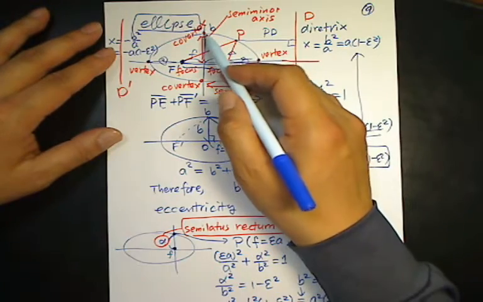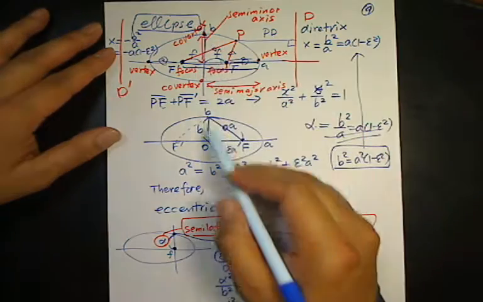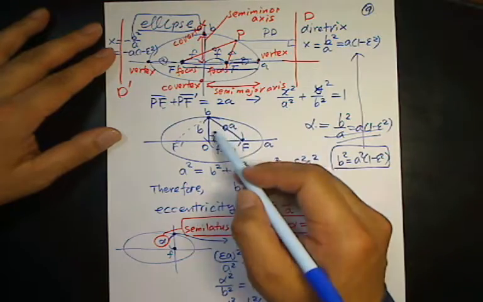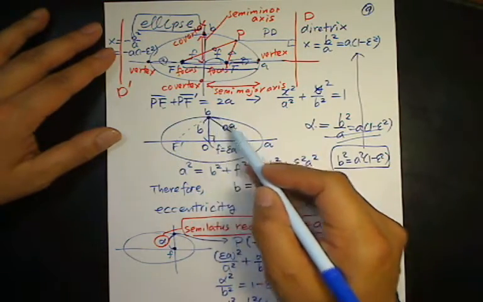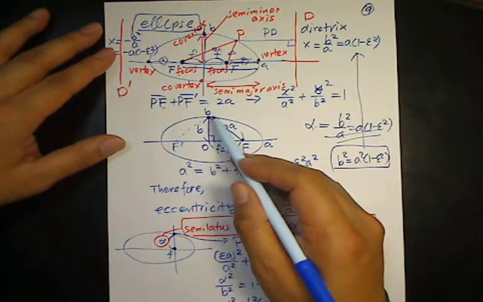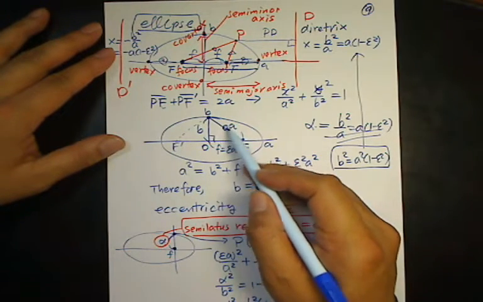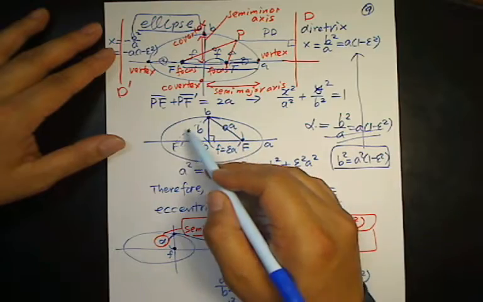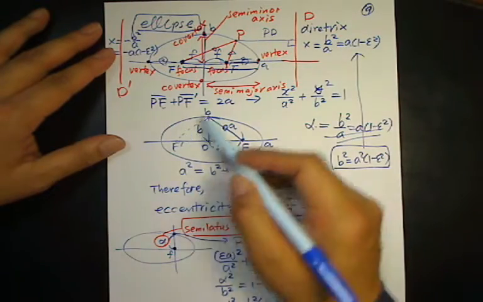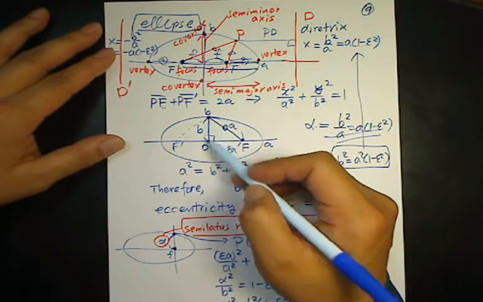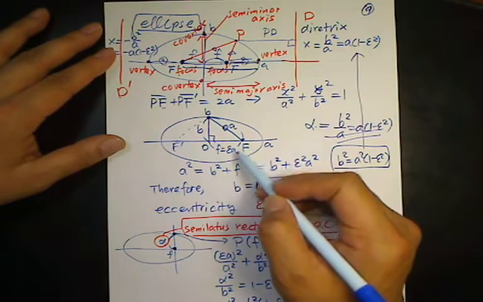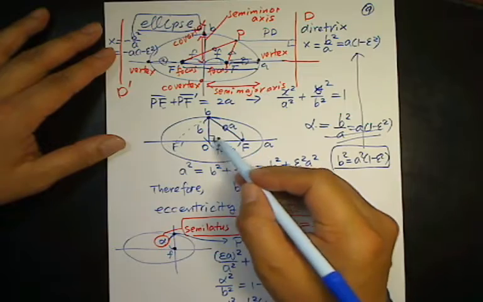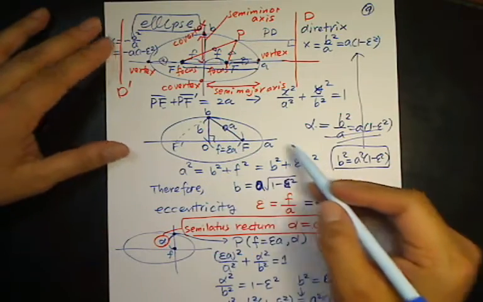When this point is on the y-axis, it becomes symmetric, and the length of this string should be 2a, so this side, the hypotenuse, becomes a, and this is a. Because this is the semi-minor axis b, and this is a focus, that is epsilon a. So we have a right triangle.